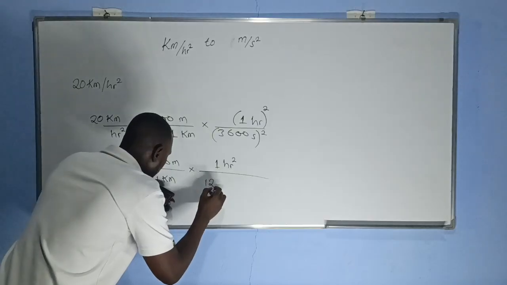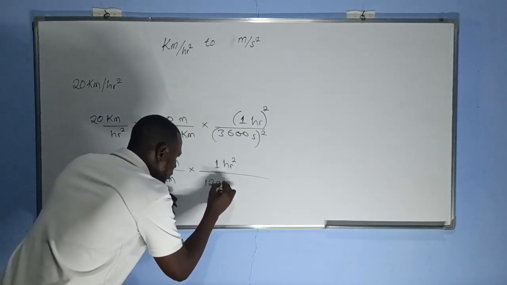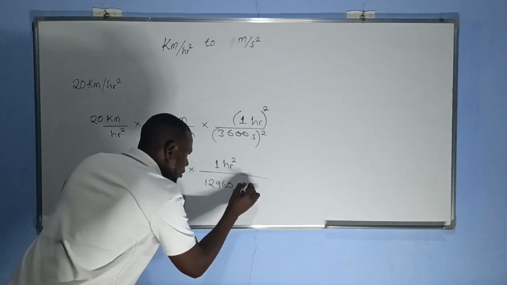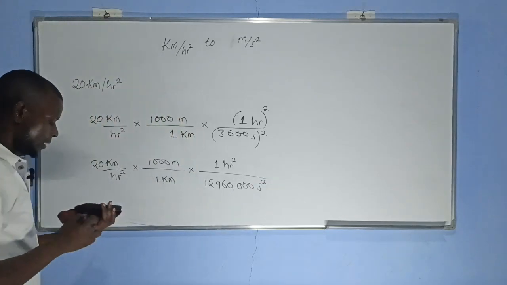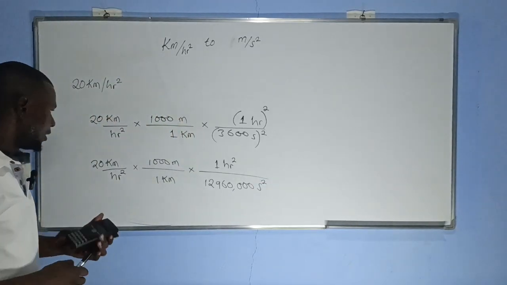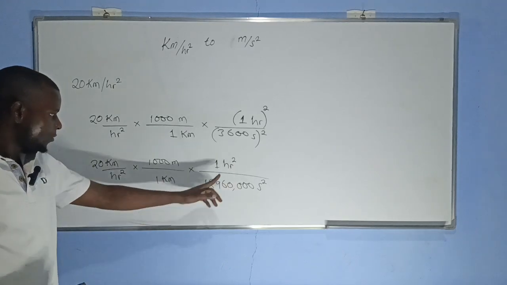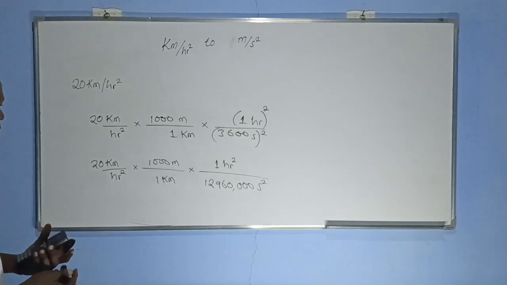I'm getting 12,960,000, and this will give us square seconds. That gives us a square second. So now that we have our values with the correct units, we have square hour there, we also have square seconds here. It means our job is done.